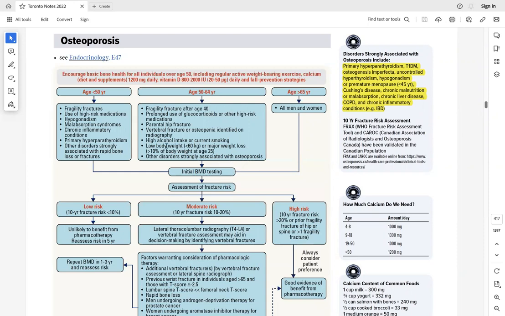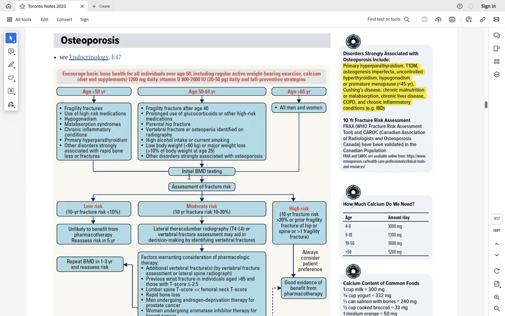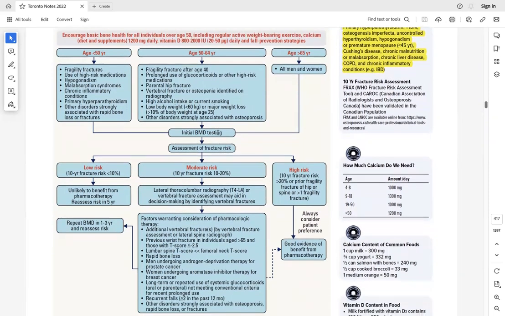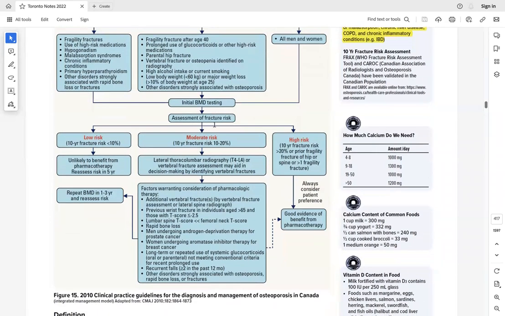Only in these conditions will we do BMD under age 65. Otherwise, we will not do bone mineral density testing in anyone. Normally, it is recommended one time after 65 years old, in normal men and women. Then we will assess the patient for any risk factors. How will we assess that? By low risk, moderate risk, and high risk.